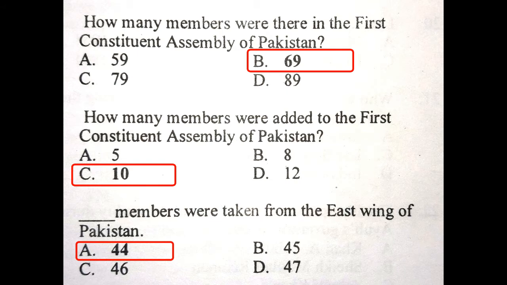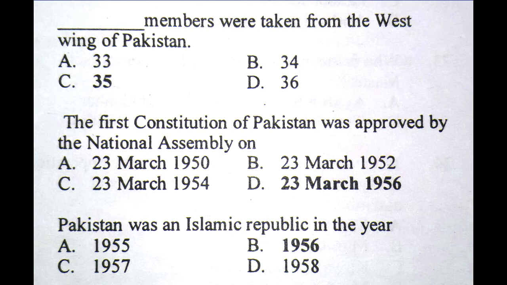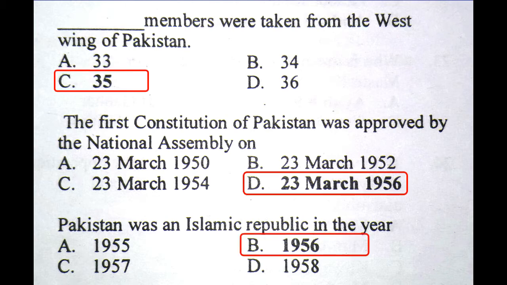Question: Dash members were taken from the East Wing of Pakistan. Answer is 44. Question: Dash members were taken from the West Wing of Pakistan. Answer is 35. Question: The first Constitution of Pakistan was approved by the National Assembly on. Answer is 23rd March 1956. Question: Pakistan was an Islamic Republic in the year. Answer is 1956.